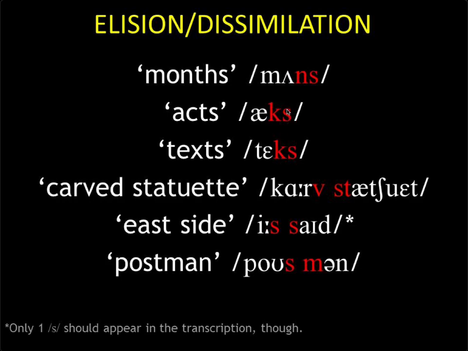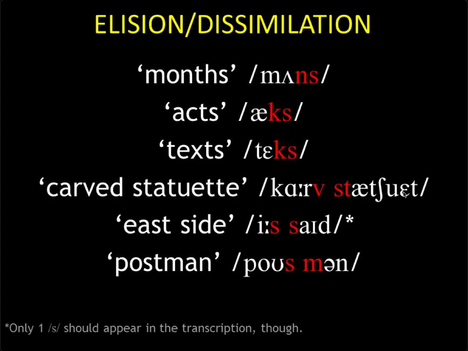Acts, there would be a t here, and then three consonants with t in the middle. The t might be deleted, and then you end up saying "acs." The same thing with texts. Instead of texts, the t in the middle between k and s might be deleted.